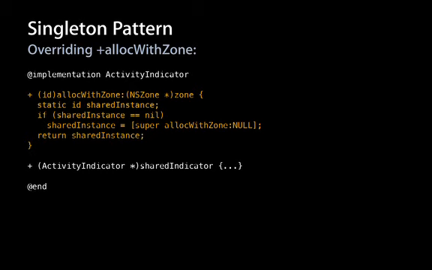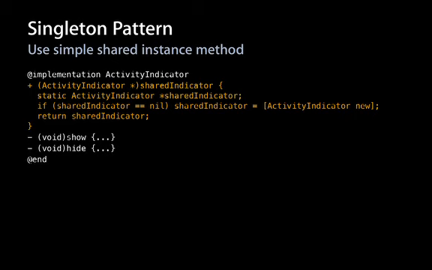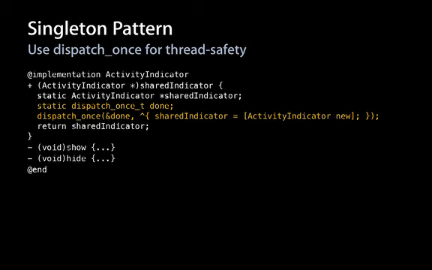So one way you could do this is you could do a simple singleton pattern where your alloc with zone method allocates a shared instance. And once that shared instance is allocated, it always returns that variable. Now, of course, your init method is going to have to guard against this and make sure that we don't reinitialize this shared instance. So that's kind of complicated. Now, of course, you could change this so you actually had a plus method, a class method, and allocate your shared instance that way. Now you don't need to worry about having init protect against it. You don't need to override this alloc with zone thing. You can just make it a much more formal part of your design that there's a shared instance. Similarly, if you're worried about concurrency in your code, you could wrap this up with a dispatch once and use GCD to make sure that there are no race conditions in this shared instance, shared indicator.